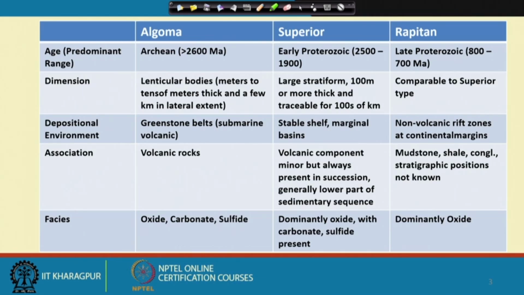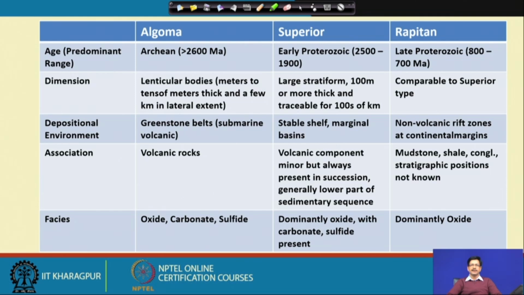Here is a brief idea about the three different types. The oldest among the members is the Algoma type, which occurs in the Algoma basin in Canada, and then the Superior type and the Rapitan type. As you can see, the age range of the Superior type is dominantly early to mid Proterozoic, and the Rapitan type is nearly going to the Neo-Proterozoic time, ending at 700 million years.